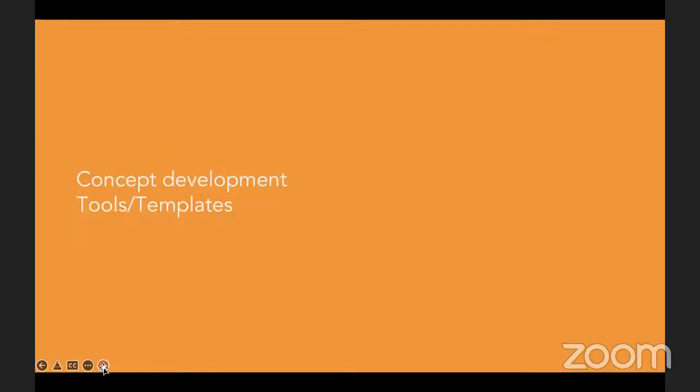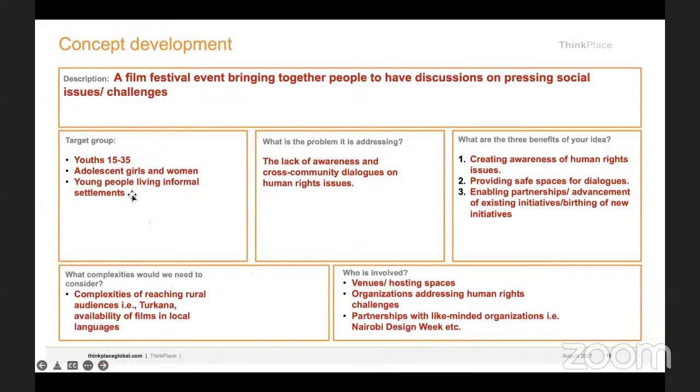So now we look at the tool. This is called the concept development tool. This template helps you to map out your idea, and you could do this for all of the ideas you've chosen to progress forward. I used an example of a project that I have worked on, so I'm just going to talk through that as an example.